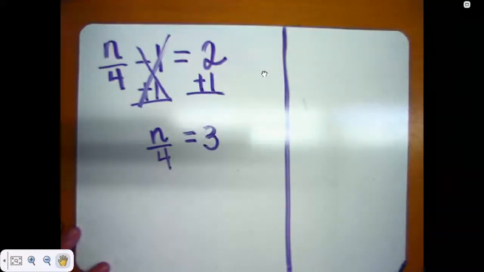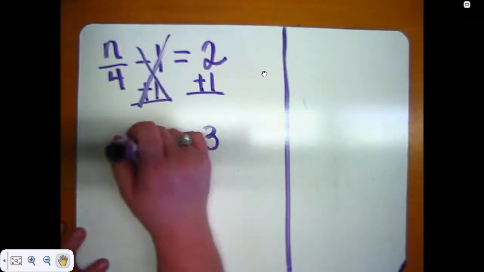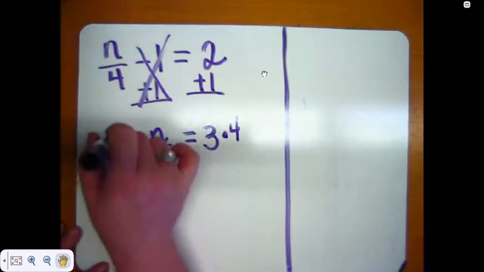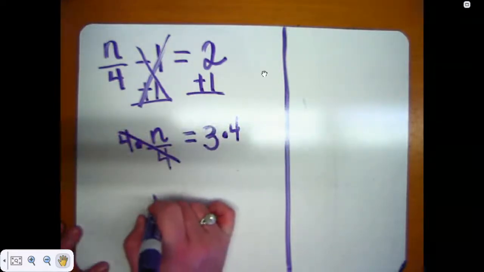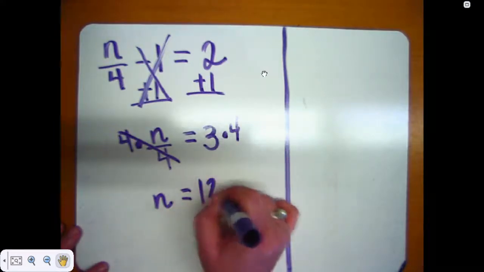Now I still need to get my n by itself, so right now it is being divided by 4. So I'm going to do the inverse operation, or the opposite, which is to multiply both sides by 4. 4 divided by 4 is 1, so I'm only left with n. And 3 times 4 is 12.